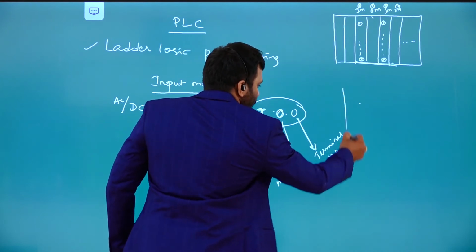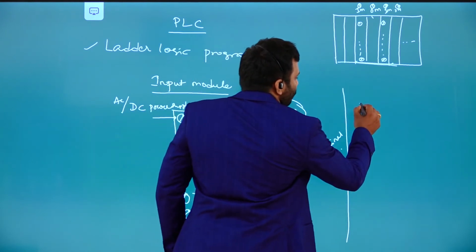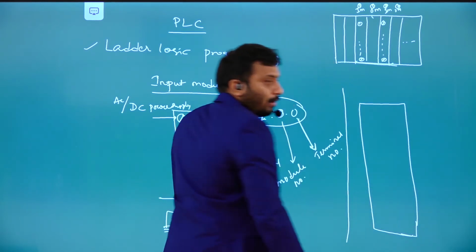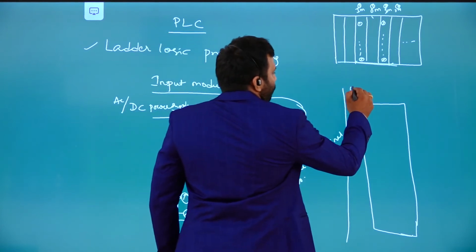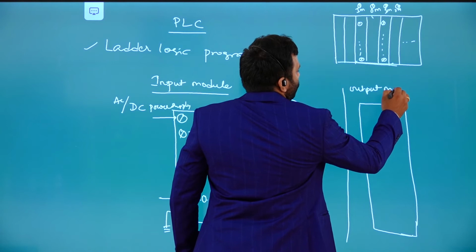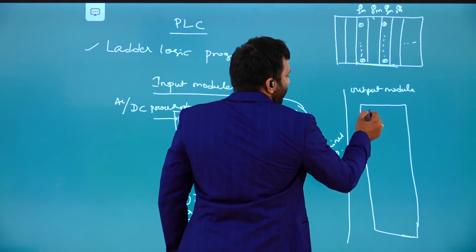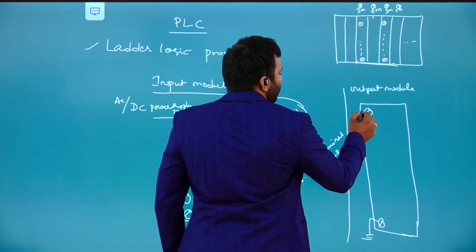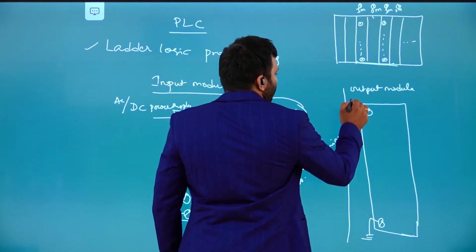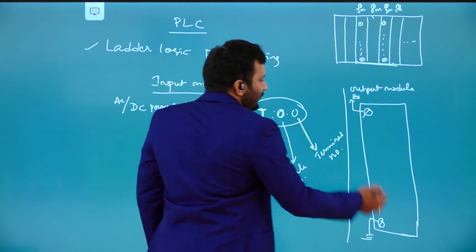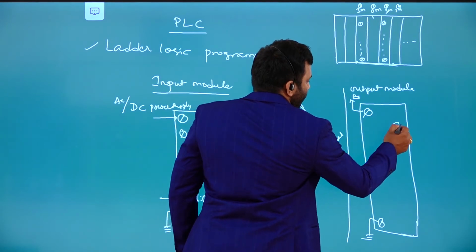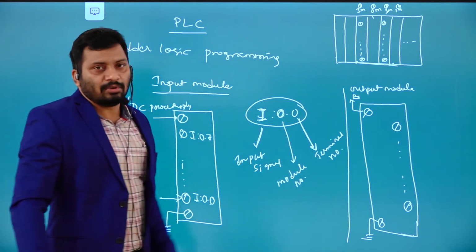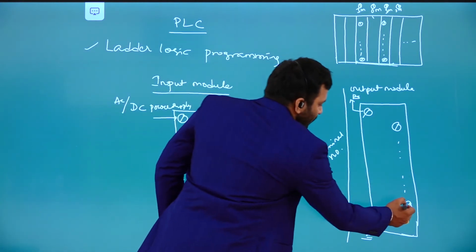Like that, output module. How are you going to address the output module? For example, this is the output module. Here also we have a power supply terminal as well as a ground terminal. This is the power supply terminal, this one is the ground terminal, and this one is the power supply terminal. In between these two, we have terminals, right? If it is an 8 terminal module, we have 8 terminals. So what is the first terminal address?